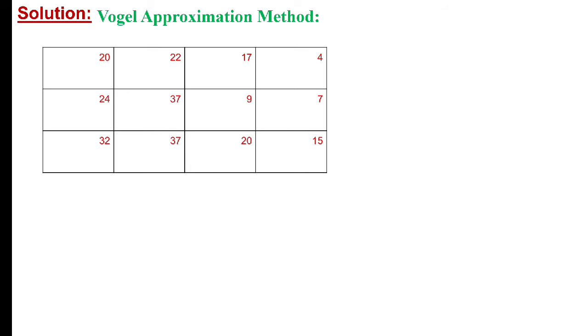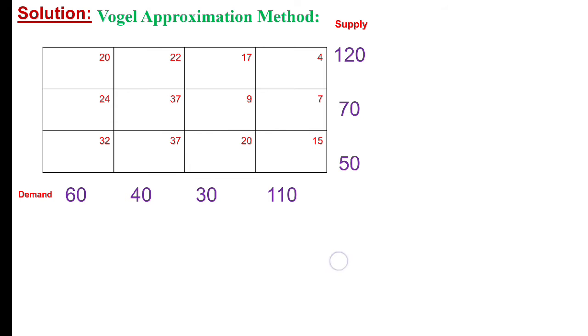First row: 20, 22, 17, 4. Of the two minimums, the first minimum is 4 and the second minimum is 17. So we write 17 minus 4. Then the second row, the two minimums are 9 and 7. 9 minus 7 is 2. Third row, the first minimum is 15 and the second minimum is 20. So we get 17 minus 4, 13; 9 minus 7, 2; 20 minus 15, 5. We have found the row-wise first penalties.